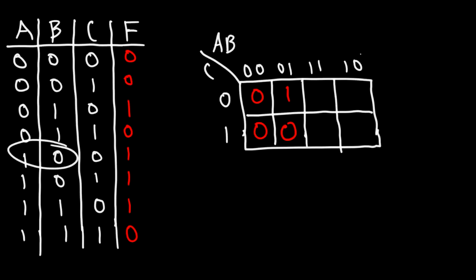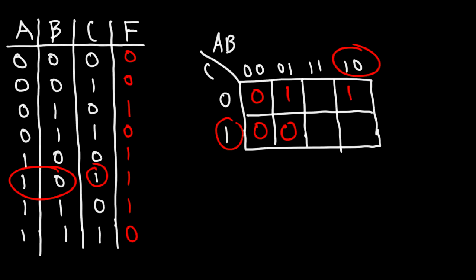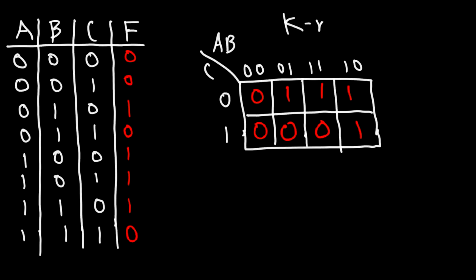Next, AB is 1, 0, so we're dealing with the last column, and C is 0, so the function value is 1. Now for this one, AB is 1, 0 still, C is 1, and the function value is 1. Next, we have AB is 1, 1, so that's the third column, C is 0, and the function value is 1. And for the last one, the function value is 0, where A, B, and C are 1. So that's how we can take the data in a truth table and put it on a Karnaugh map, or for short, a K-map.